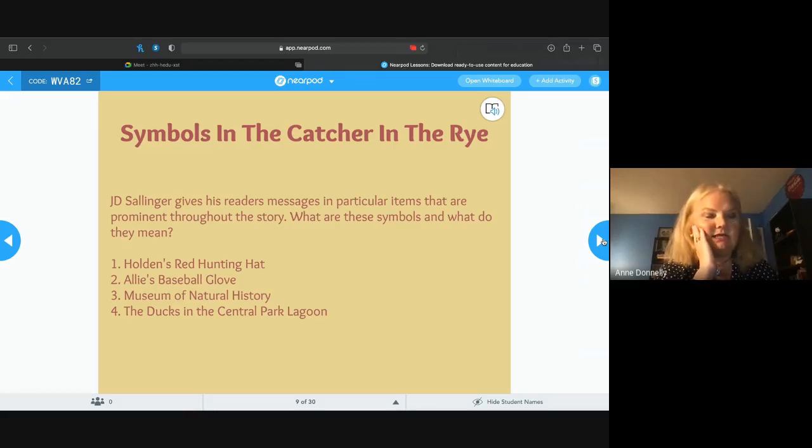One is Holden's red hunting hat, which we are introduced to very early in the book, when he goes with the fencing team from Pencey Prep, and he unfortunately leaves all the fencing equipment on a subway, and he ends up getting this red hunting hat. Another symbol is his younger brother Allie's baseball glove. The third symbol is the Museum of Natural History, and the fourth is the ducks in Central Park. There are more, but these are the ones we're going to be talking about today.